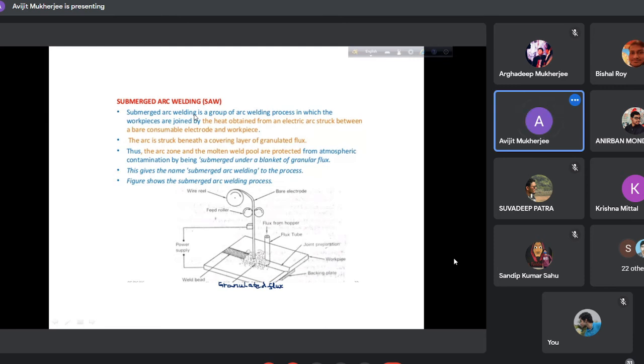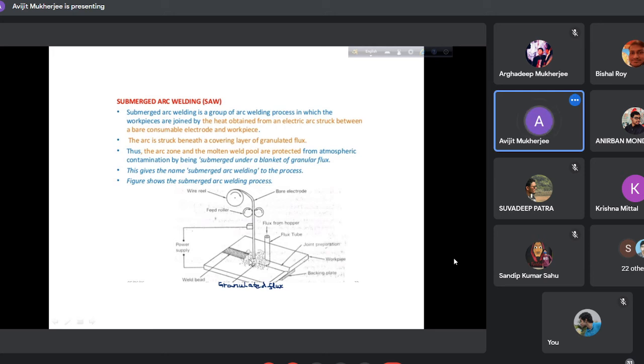That is, this is a base metal, the workpiece, and there is a wire reel, again a bare electrode, just like MIG. A wire reel is there, a bare electrode. These are the rollers rotating. As these rotate in this direction, they pull the wire here. And this is also a consumable metal, right? And here we are not providing any gaseous envelope.